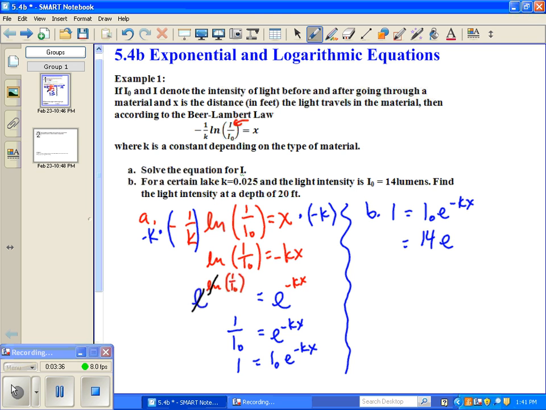Then we have e to the negative kx. So we have k is equal to 0.025, with the negative in the exponent. And then we have the depth is 20 feet. So that's our x. So it's just a matter of plugging it into the calculator. So the answer to this problem is about 8.49. So the light intensity at the depth of 20 feet is approximately 8.5 lumens.